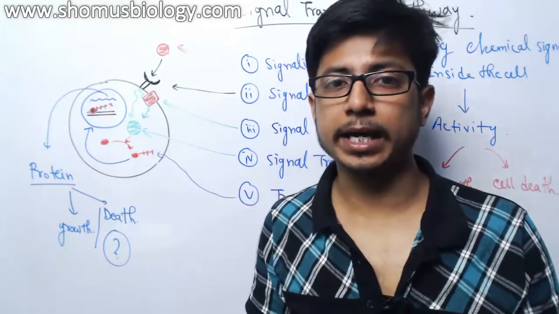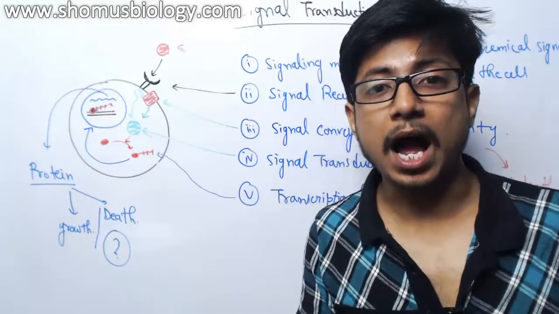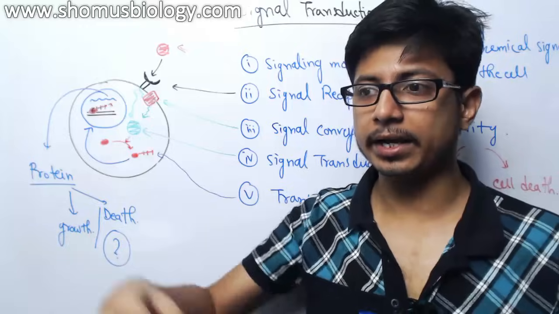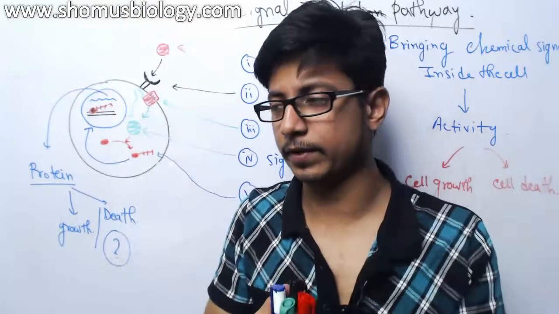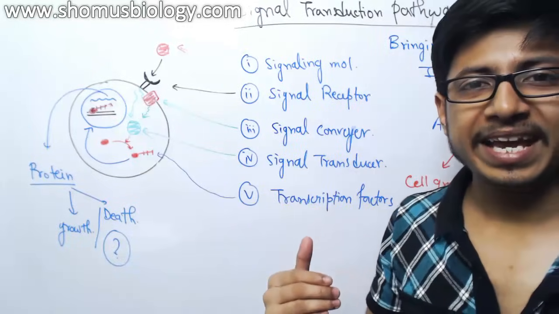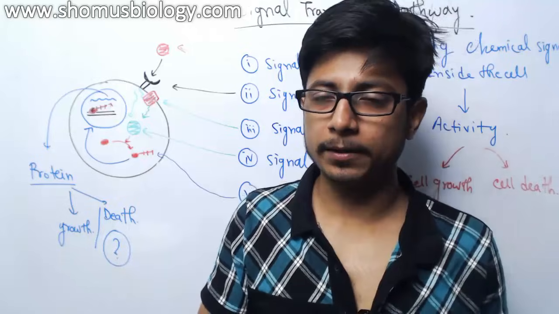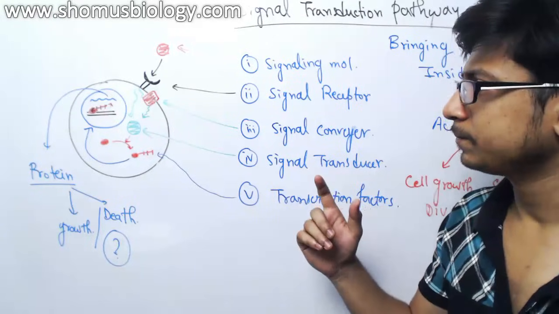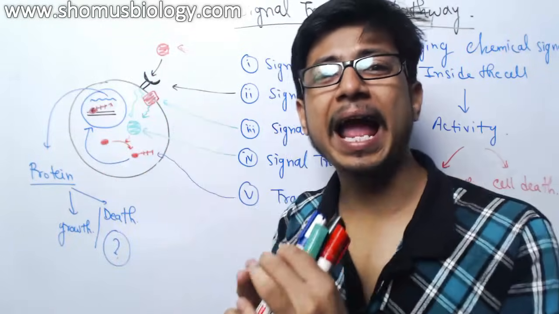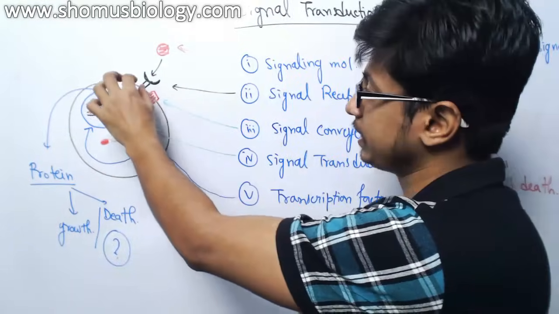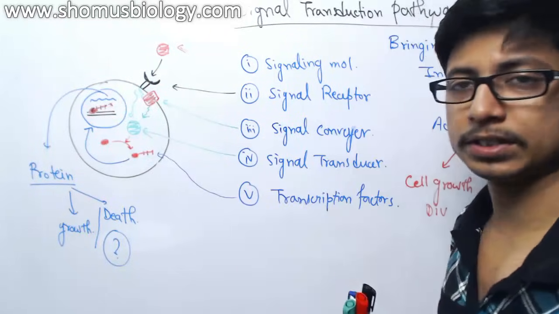Now, the signal receptor can be of different types. The signal receptor can be voltage gated, in some cases. It can be ion gated. When the ion attaches to one of those receptor regions, the receptor gets opened or activated. It can also be enzyme linked or enzyme coupled. Enzyme coupled means, in this case, the receptor itself has enzyme activity. It has some kind of enzyme activity in the cytosolic domain of the receptor. That is one thing in the case of receptors.